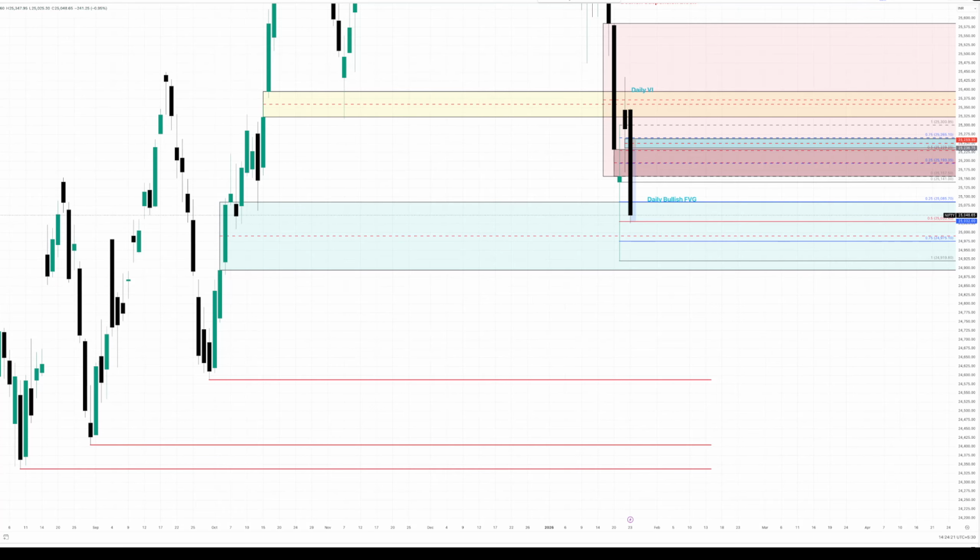So the condition is price has to close below this this. Oh my god, I'll remove this. What is happening? I did remove that, right? Yeah.